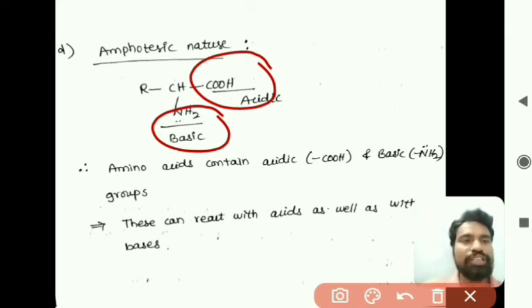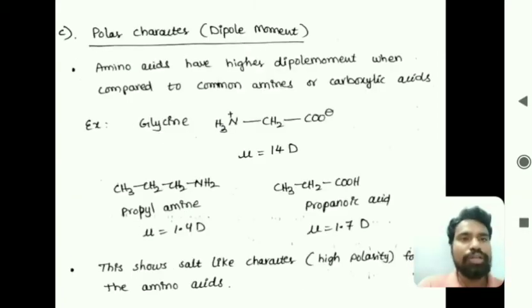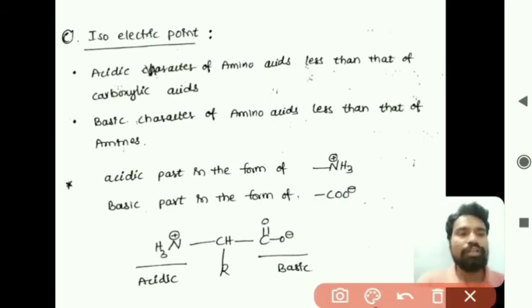This amphoteric nature is also one of the indications of the dipolar form of amino acids. So these are the evidences for the existence of zwitterion, right? The next one is isoelectric point, right?